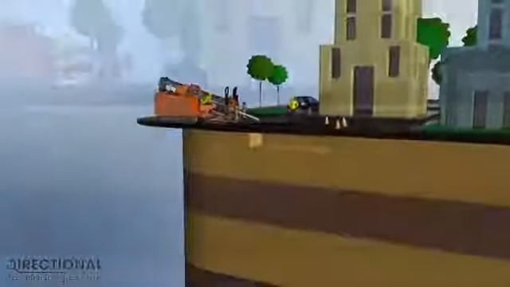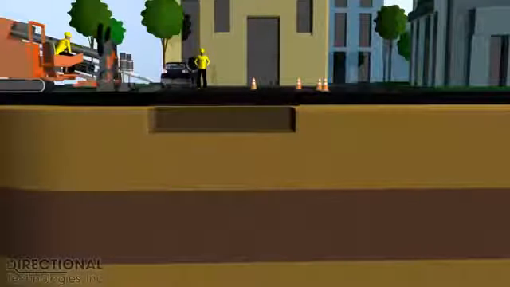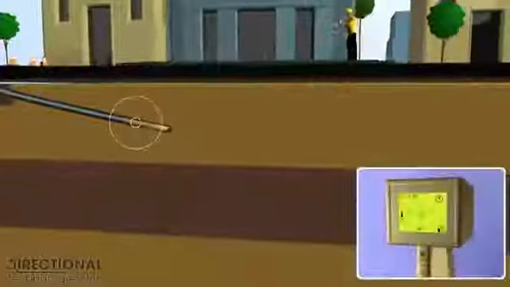The horizontal bore begins with the directional drill bit entering the entrance pit. The entrance pit is used to contain and manage the drilling fluids. The directional drilling crew are in radio communication with each other throughout the entire process.